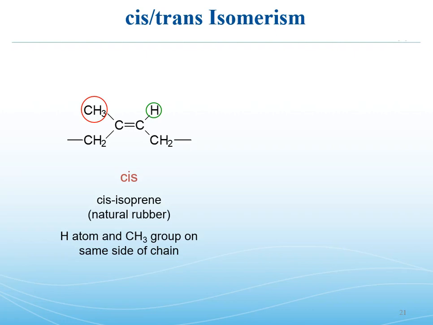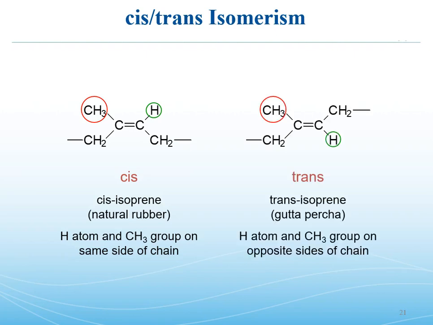There are many, many variations on this that lead to a whole host of synthetic rubbers, including the butadienes and rubbers that are ubiquitous in industry. So if you look at a hydrogen and a methyl group as being radicals, for the cis configuration, they're on the same side of the molecule as each other. In the trans configuration, they're on opposite sides, top to bottom.